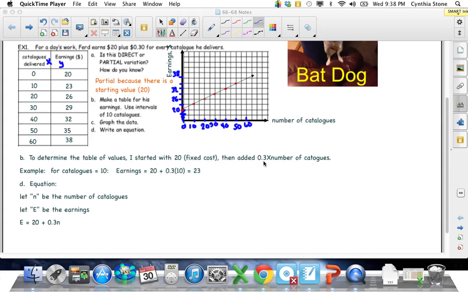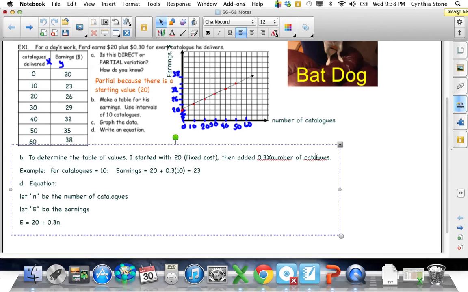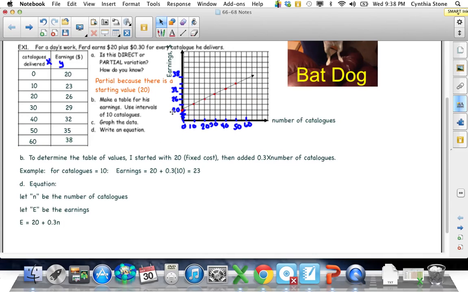Okay, so I started with 20 and then added 0.3 times the number of catalogs, which I spelled wrong. Okay. So that's how I came up with those numbers. Part C says to graph the data, so I made a little squiggle line to represent jumping from 0 to 20, and then I made 20 my bottom number, and I went up by 3s. So 23, 26, 29, 32, 35, 38. I just didn't fill them in because it would be too crowded on that small graph.